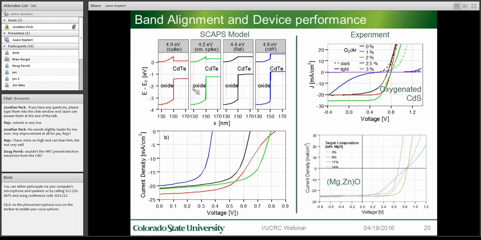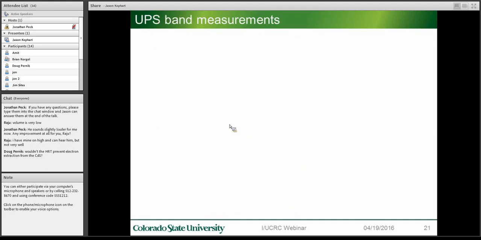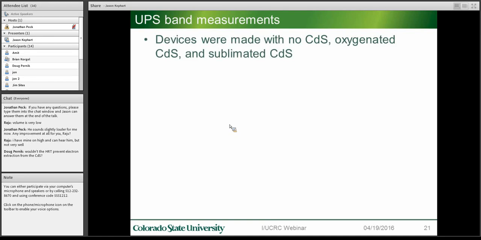We also have seen with the HRT layer a wide variety of VOC. So we wanted to measure the electron affinity of these layers, and we used ultraviolet photoelectron spectroscopy. And on the same films, we made 3 sets of devices. One had no cadmium sulfide, another set had 50 nanometers of oxygenated cadmium sulfide, and a third set had 50 nanometers of sublimated cadmium sulfide.